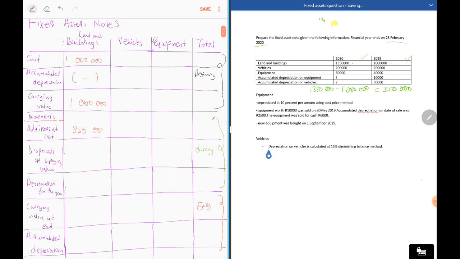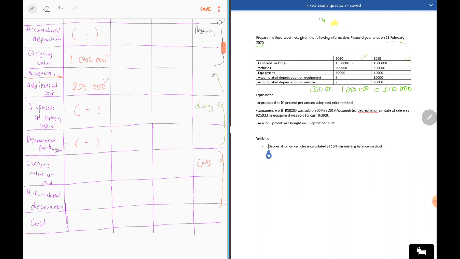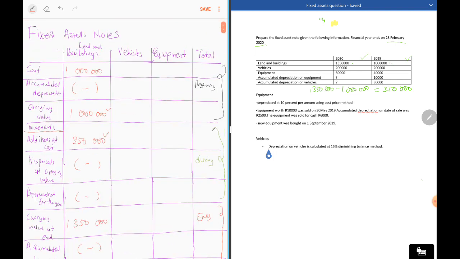For every addition you put the cost amount, not carrying value. There are no disposals, no depreciation. Carrying value now includes the additions at cost, right? So you have your carrying value of 1,350,000. No accumulated depreciation. Your cost is 1,350,000. You are done with your land and buildings. Let's go for vehicles now.